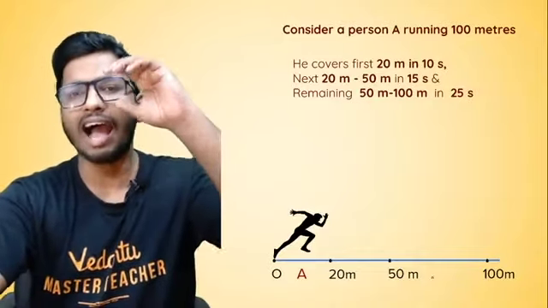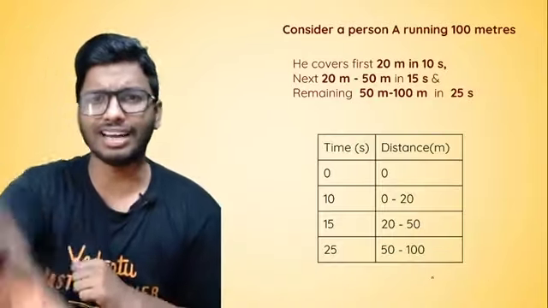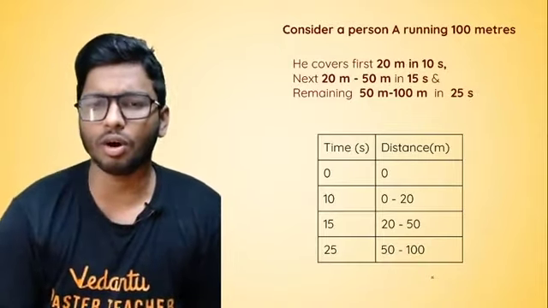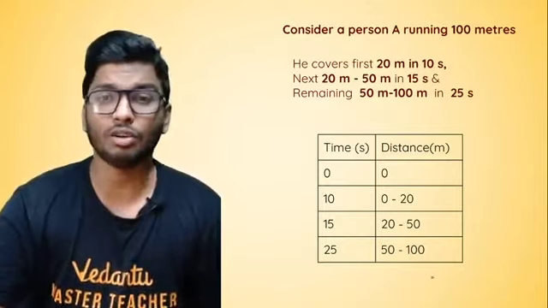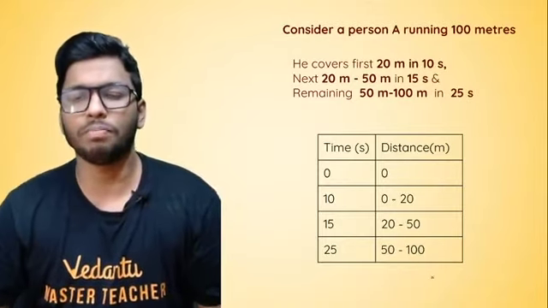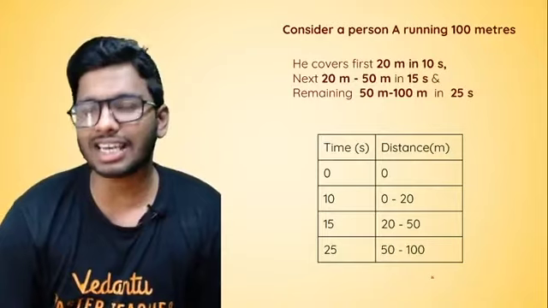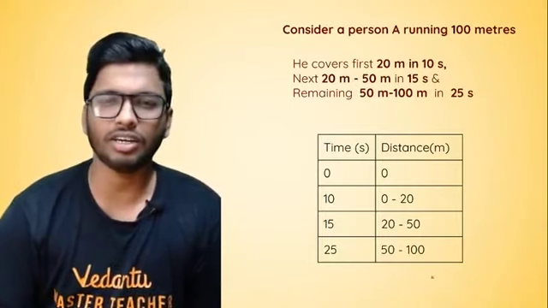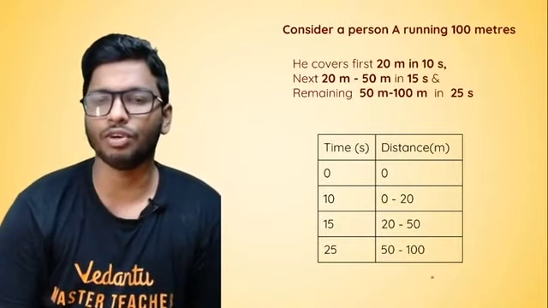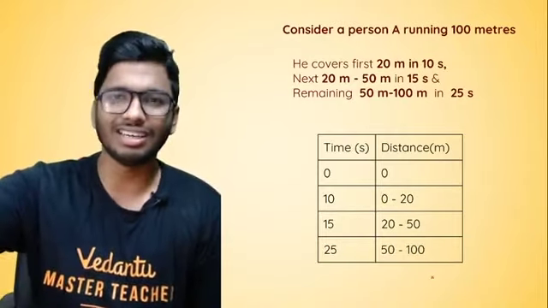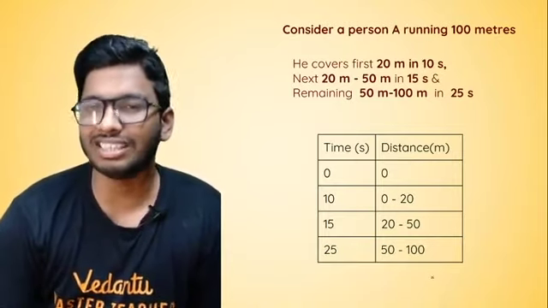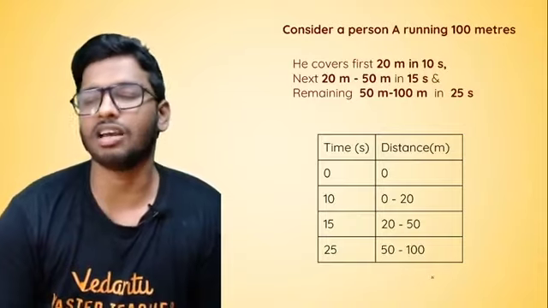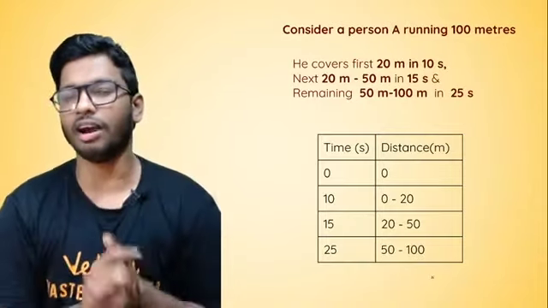Now what I'm going to do is represent that in the form of a table. Time on one column, and distance on the other column. So time is 0, distance is 0, because the person is in the state of rest. After 10 seconds, he has covered a distance of 20 meters, and after 15 seconds, he has covered a distance of 30 meters, because 20 to 50 is 30 meters. And the next 50 meters he has covered in 25 seconds. So this is what I'm going to get.